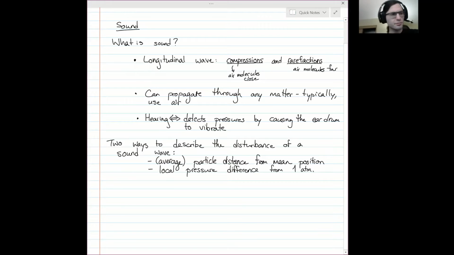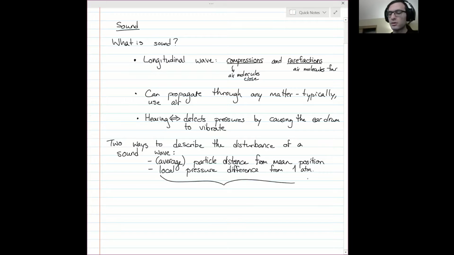So you can imagine that these two things would be related, right? If you have air molecules moving back and forth on average, then occasionally, sometimes a lot of air molecules will be closer together and you'll have a higher pressure difference. And other times you'll have a lot of air molecules further apart and you'll have a lower pressure, or you'll have a negative pressure difference. You'll have a lower average pressure than atmospheric pressure. And so these are related.